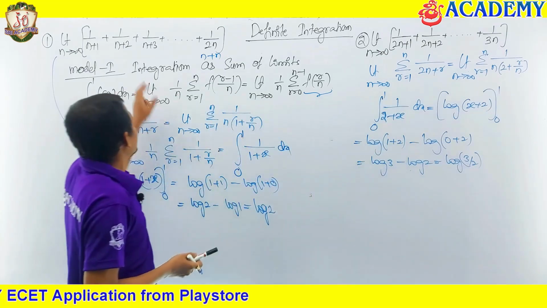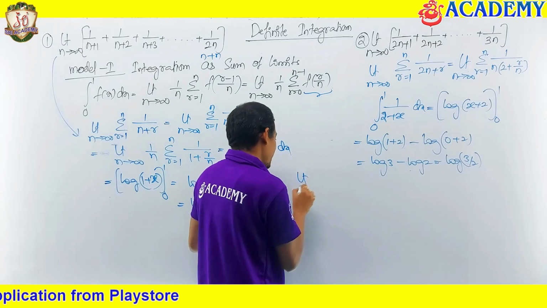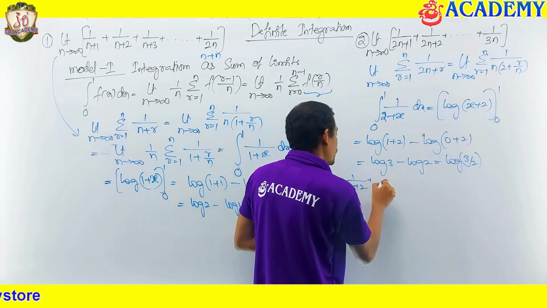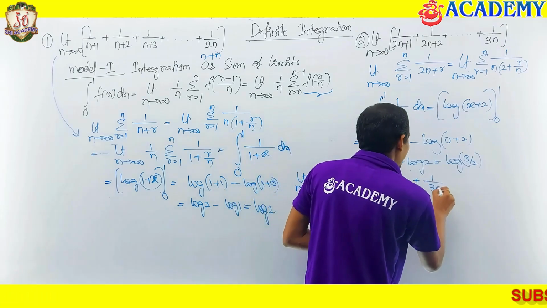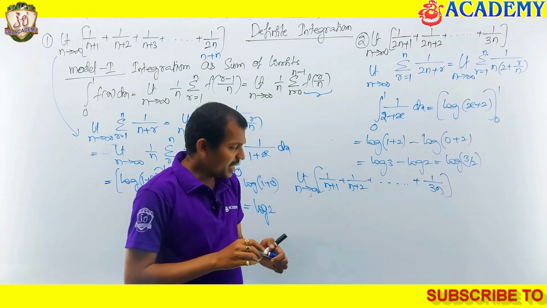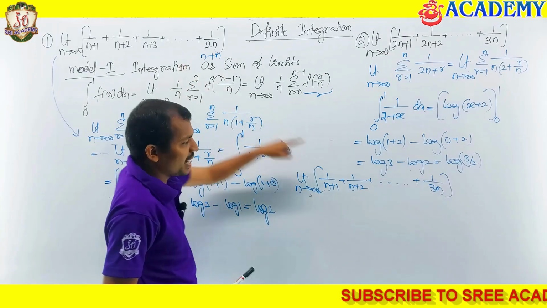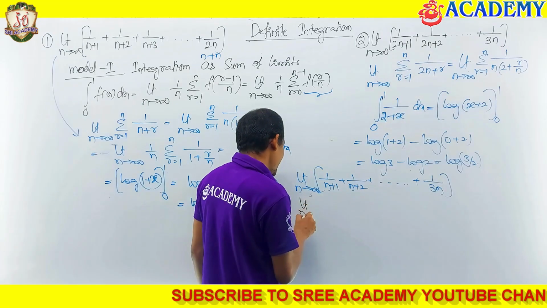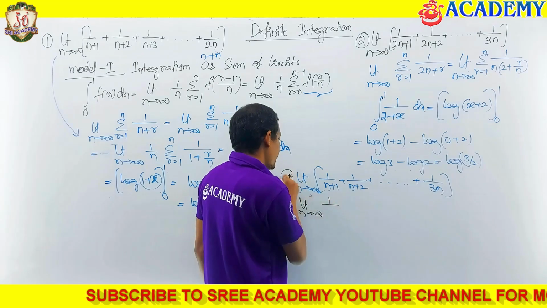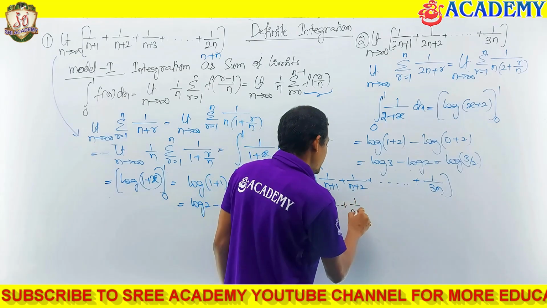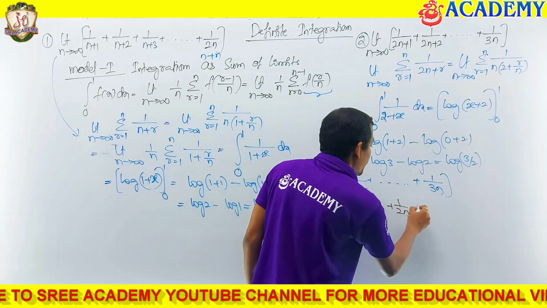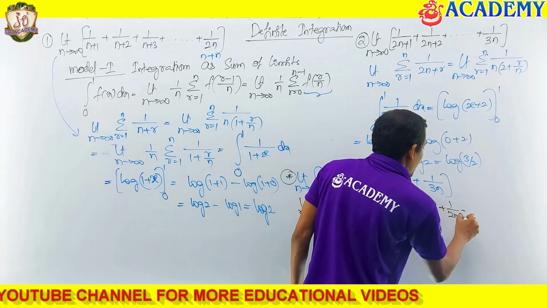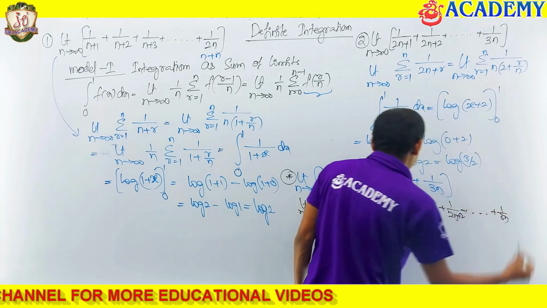Now I have one more problem, that is limit n tends to infinity 1 by n plus 1 plus 1 by n plus 2 up to so on 1 by 3n. Here in between we are going to have 2n, after that 2n plus 1, 2n plus 2. We can write this as limit n tends to infinity 1 by n plus 1 plus 1 by n plus 2 up to so on 1 by 2n, plus 1 by 2n plus 1 plus 1 by 2n plus 2 up to so on 1 by 3n.